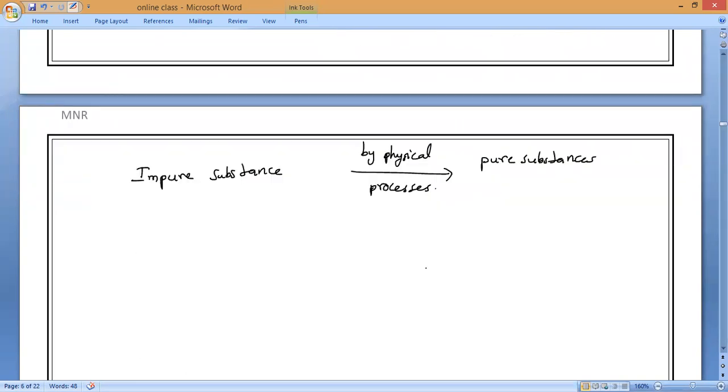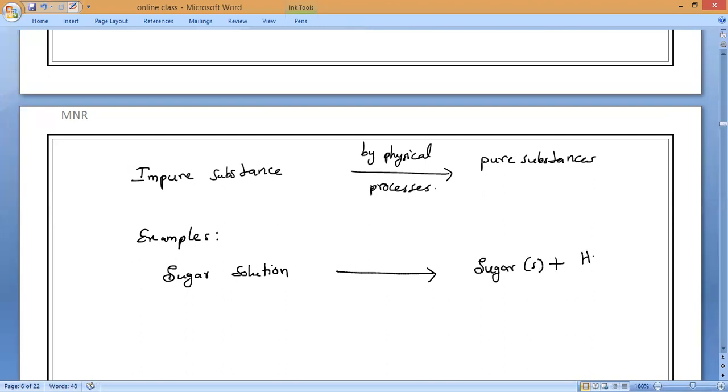Now let me take an example so that you all can understand very simply. Sugar solution or salt solution. Let me take sugar solution. I can separate it into two: sugar crystals, plus water. Water I will convert into gas, and then I can condense it again. If I condense it back, what will come, guys? Liquid water will come. Okay, that is what you have to remember.